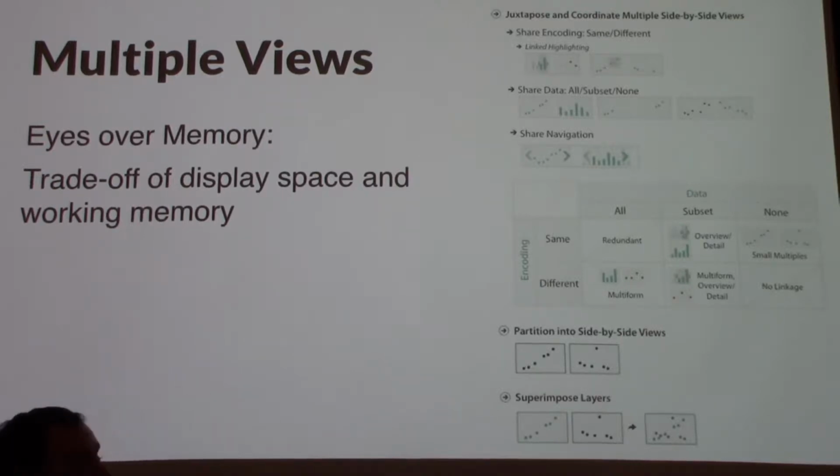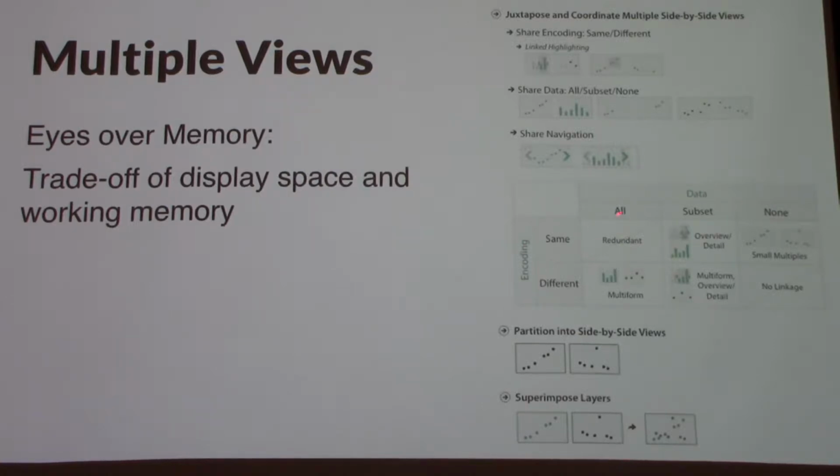And so there's this classification of how you can divide views. The encoding could be either the same or different. You could have shared data, either all of it is shared, a subset is shared, or no data is shared, so that it's, for example, just a link by item identifiers. You could have shared navigation. And so here is this matrix of approaches, or how this is called, when you vary encoding and data.